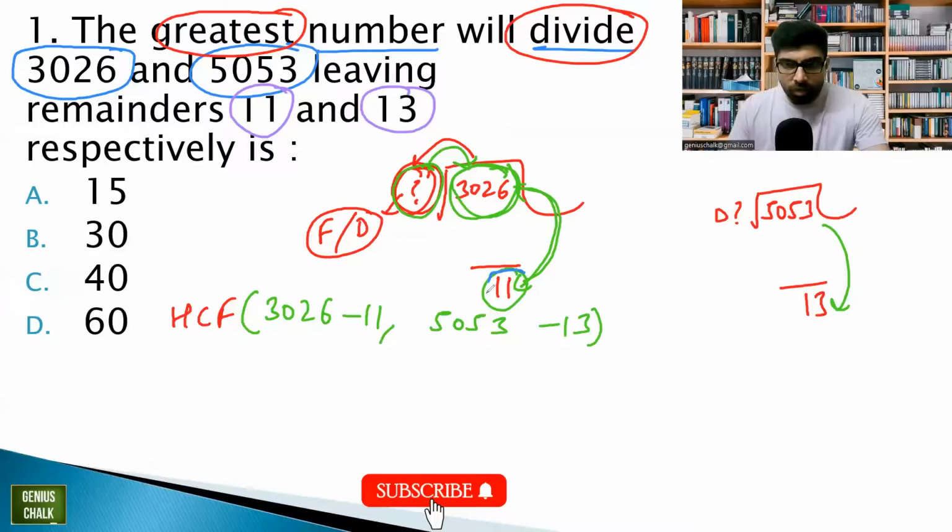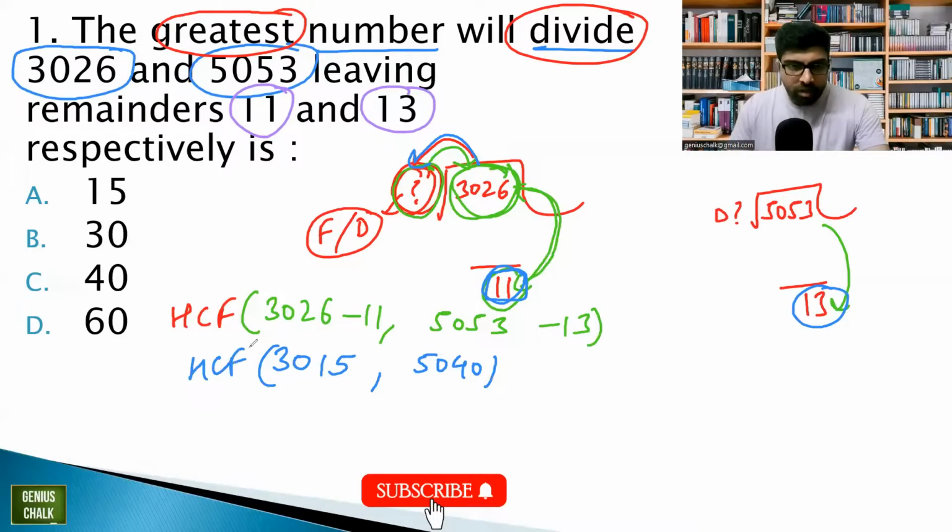Because if you want this number to be completely divisible by the factor, it should not leave any remainder. So this is my concept. I have to subtract the remainder in both cases. So in this type of question, just find the HCF after subtraction. So what is left? 3026 minus 11 is 3015, and 5053 minus 13 is 5040.